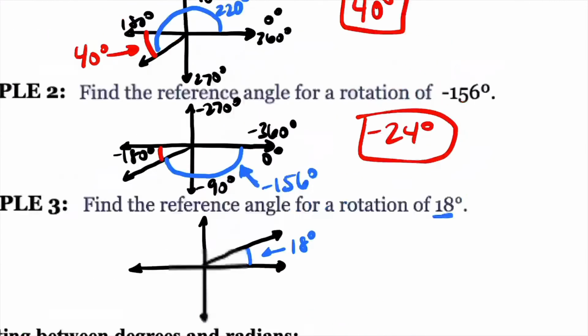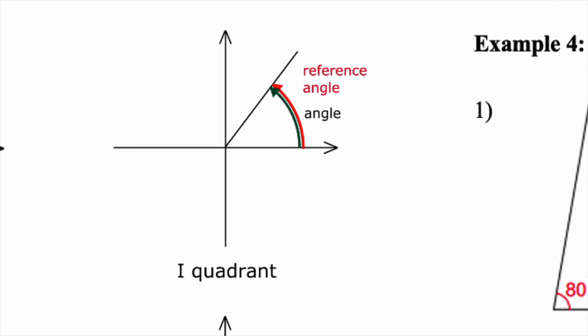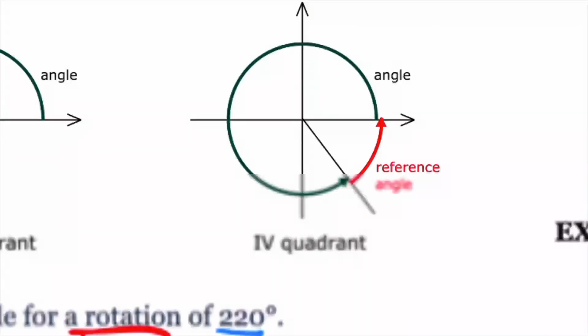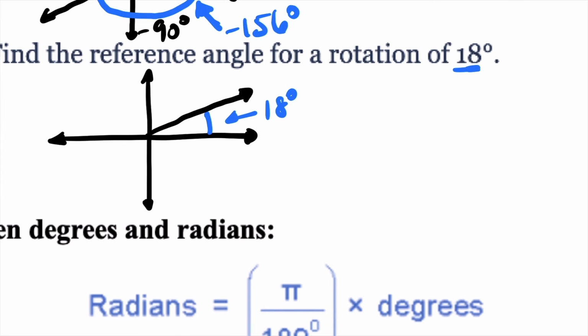So if it's in the first quadrant, the reference angle is going to be exactly the same, because that's what it says in my notes. 18 degrees. In quadrant 1, whatever the angle is, the reference angle is going to be the same.